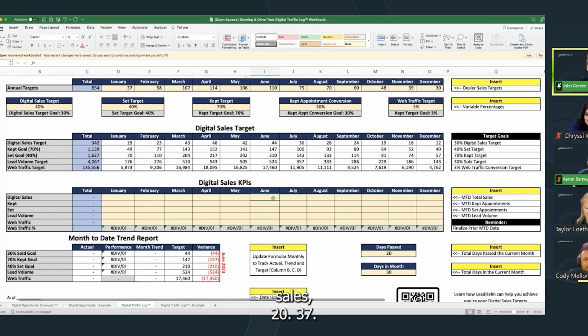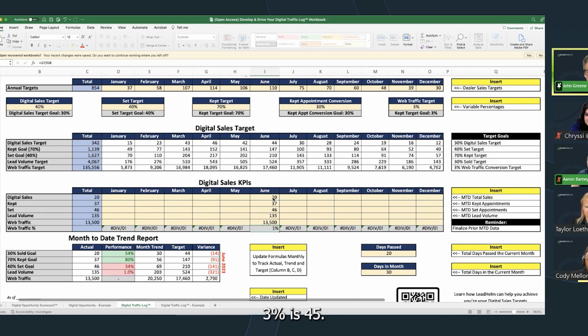Digital sales 20. Yep. Kept 37. Set 46. Lead volume 135. And do you know traffic number? Website traffic? Oh, yeah. About 13,500 for 1%. 3% is 45.